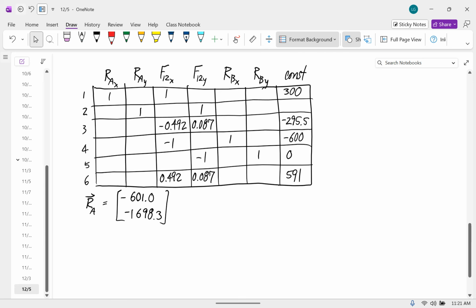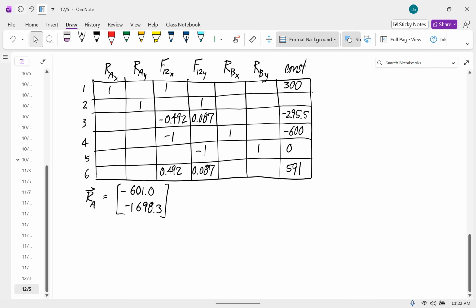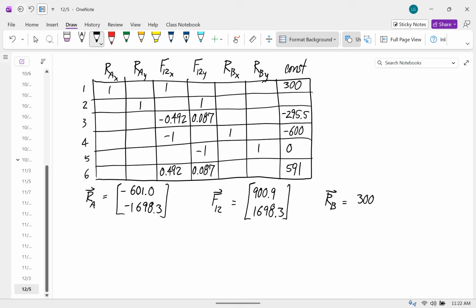Okay. Well, so RA, is that F12? Is positive 900.9, positive 1698.3, and then RB is 300.9, 1698.3.